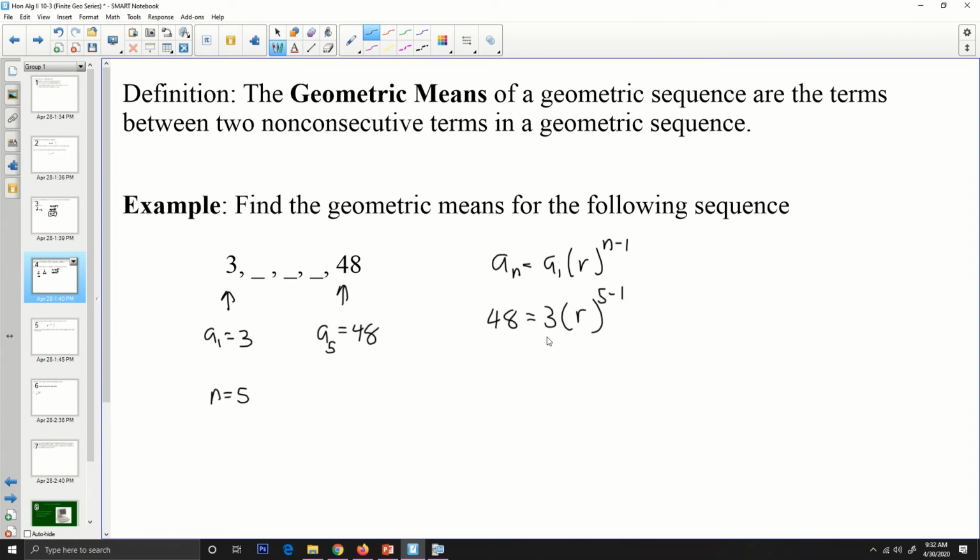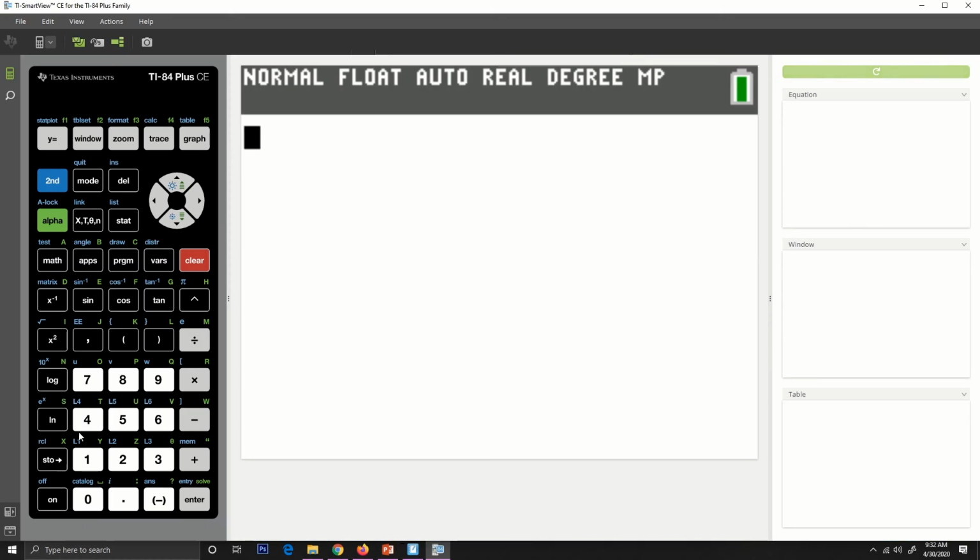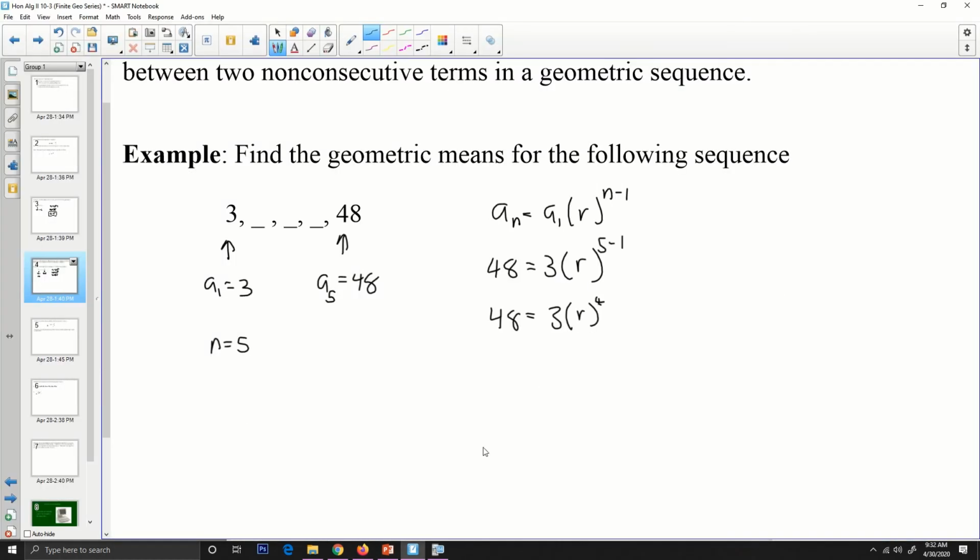All right, so let's do some simplifying here first. So 48 equals 3 times r to the 4. All right, so if I divide both sides by 3, 48 divided by 3 is 16. So I have 16 equals r to the 4th.